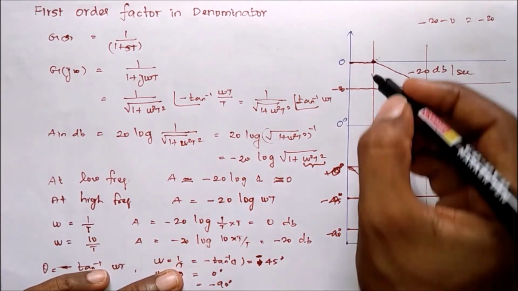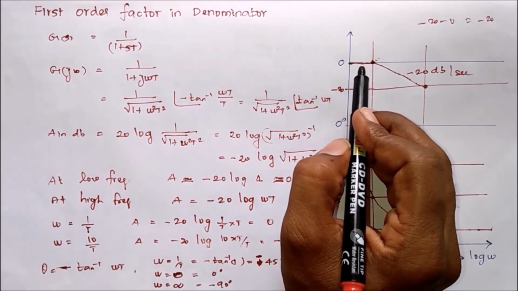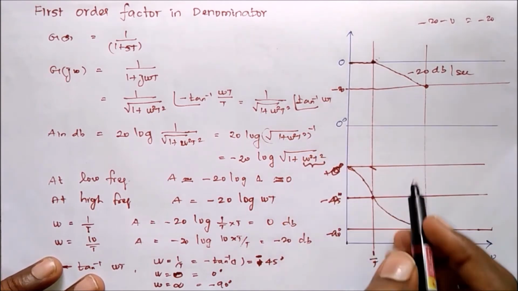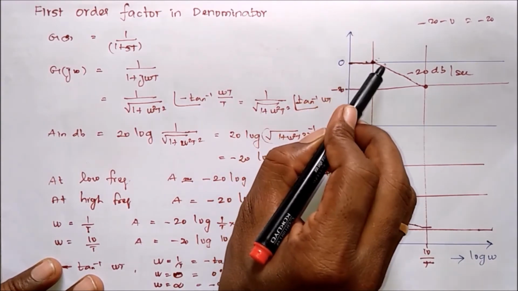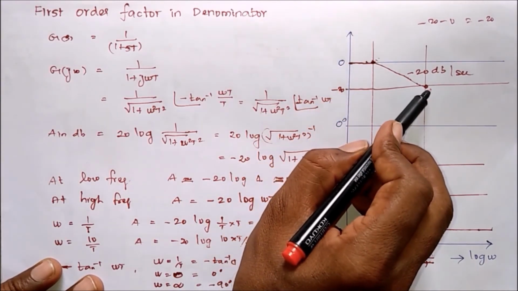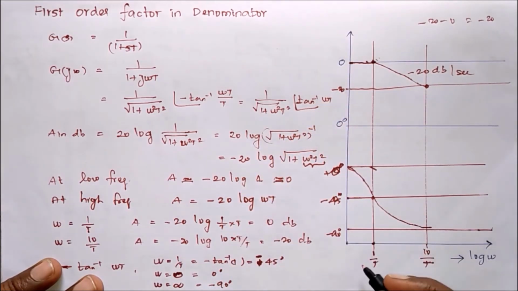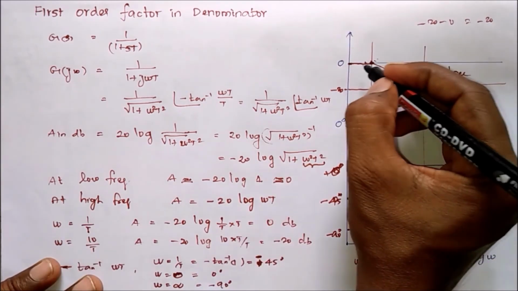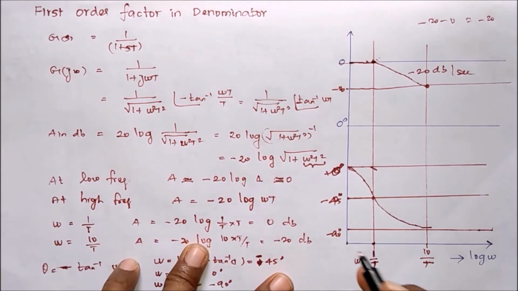So we know corner frequency is when two asymptotes are meeting, at that point the corresponding frequency is called corner frequency. We see this is one asymptote, this is another asymptote. At this point two asymptotes are meeting. Therefore now omega equal to 1 by t is the corner frequency. Actually this is an approximate plot only. To draw the exact plot, we have to consider the meeting point omega equal to 1 by t.